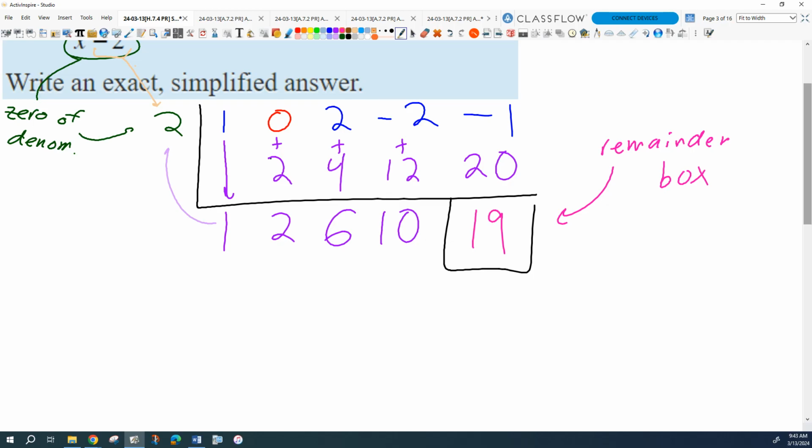These are going to be the coefficients of my answer. Now, what does that mean? Well, this is going to be the constant, right? The coefficient that's next to the remainder box is always going to be the constant. The one to the left of that is going to be the coefficient of what? X. Next one's going to be the coefficient of x squared, and if I kept going, it'd be x to the fourth and x to the fifth and so on, right?